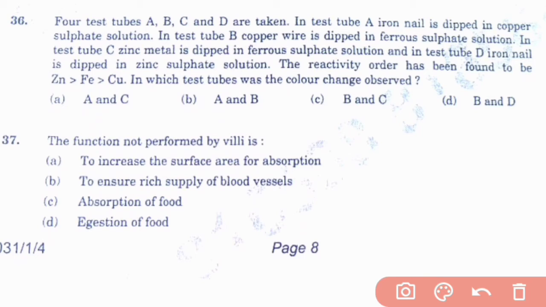So option number A, that is A and C, option number B, A and B, option number C, B and C, and option number D, that is B and D.